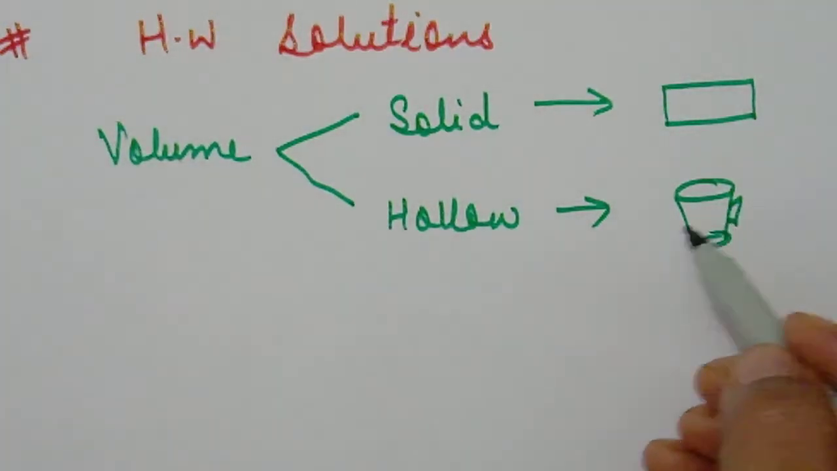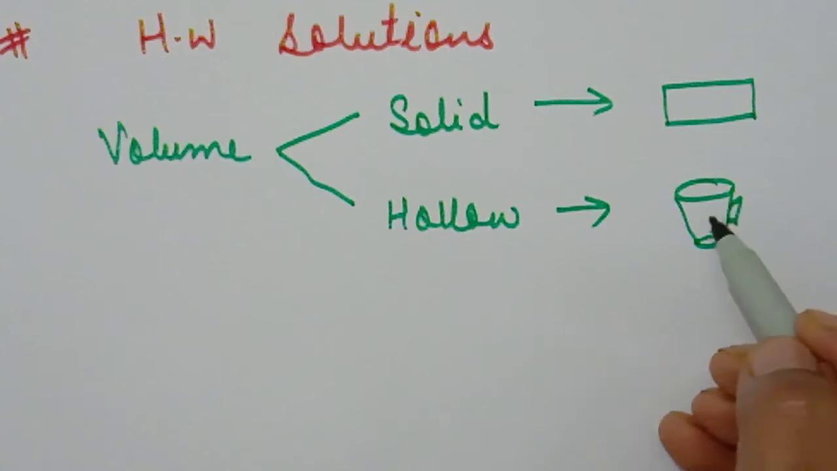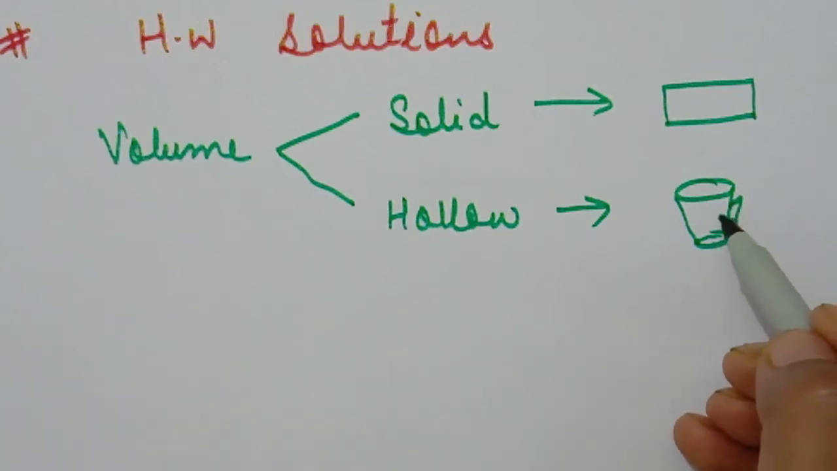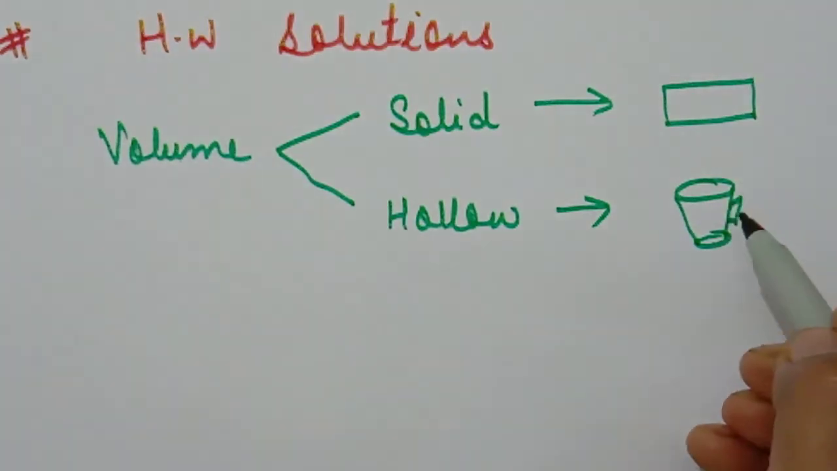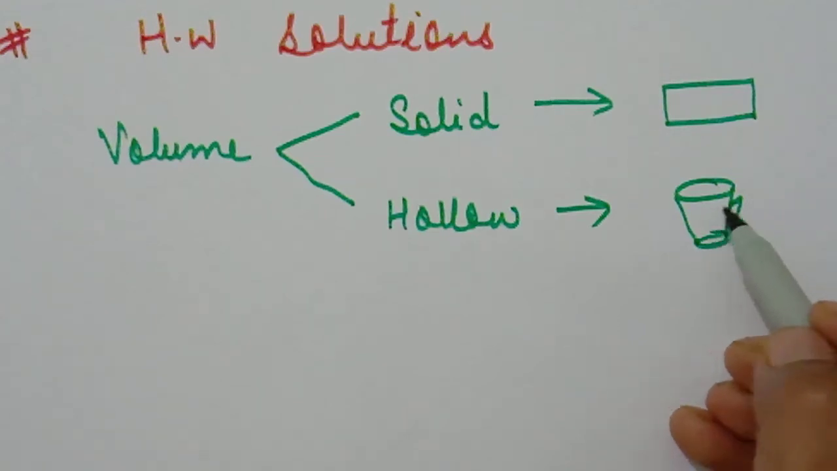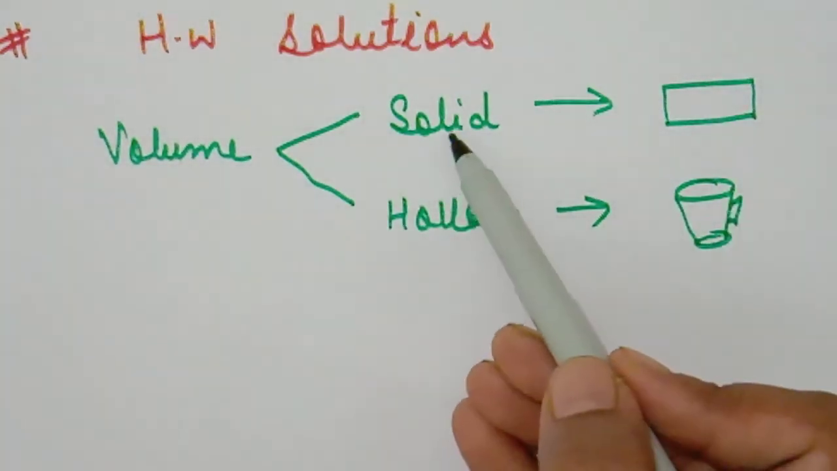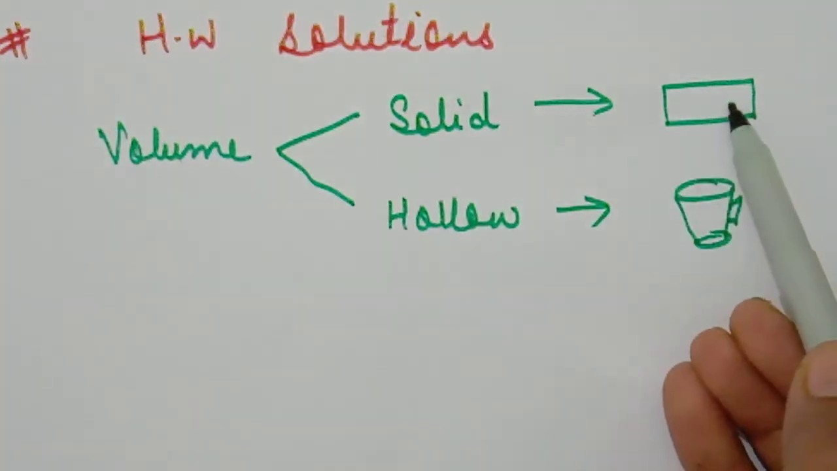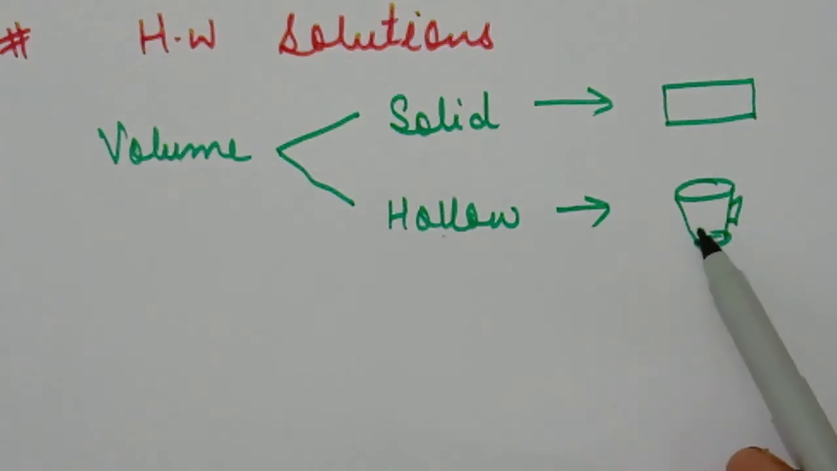So in the case when a hollow figure is given, the capacity of holding something in it is called the volume of the hollow figure. When the object is solid, the space occupied by the object is the volume, and when the object is hollow, the capacity of containing or holding something in it is called the volume of the object.